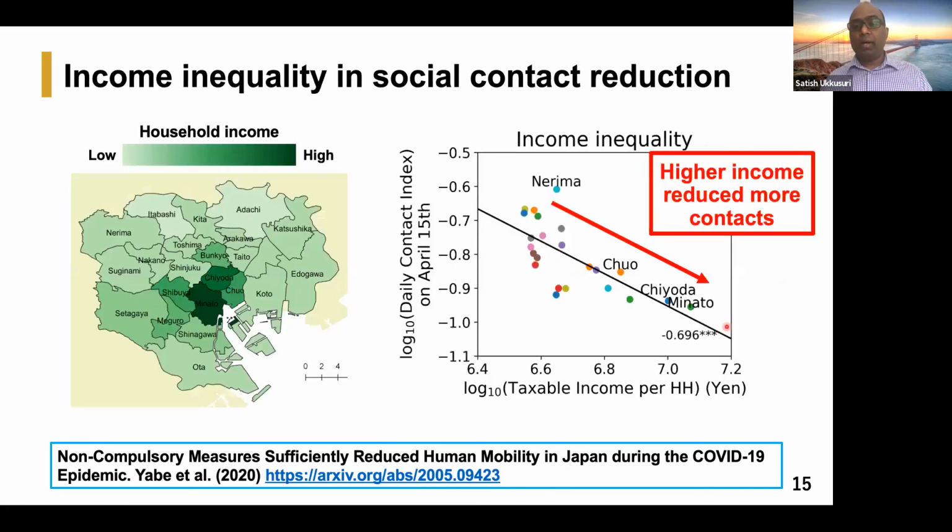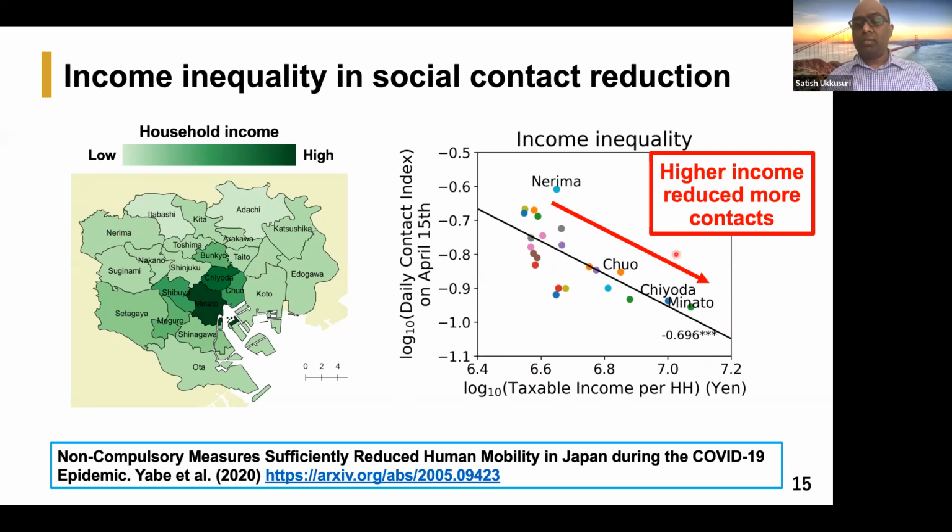Now let's look at the disparities in terms of income, right? This is very important from a policy point of view, to see if there are any inequalities in terms of who could reduce this mobility and who is able to reduce these social contacts. And this graph clearly shows, income is measured by looking at each of these administrative boundaries, looking at the census data and the average incomes in each, and correlating it with the average contact index for the same location. And we can also account for the deviation in this contact index.